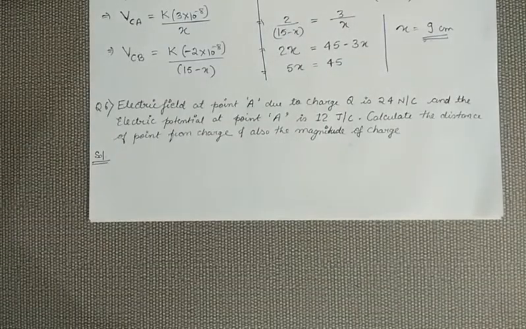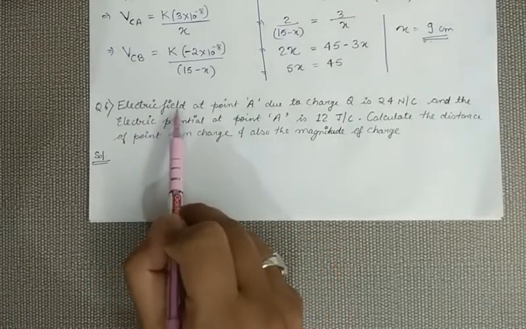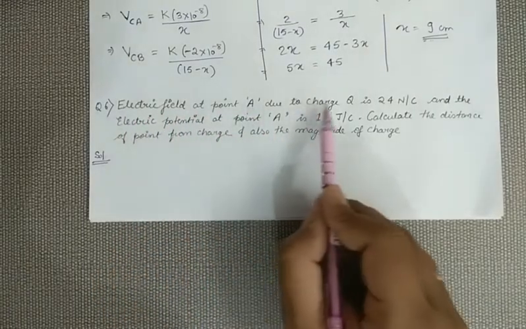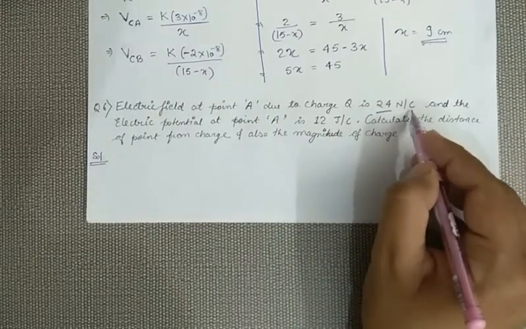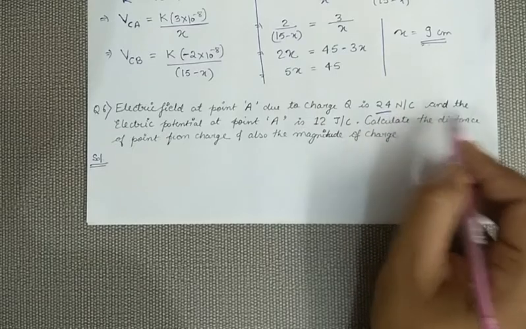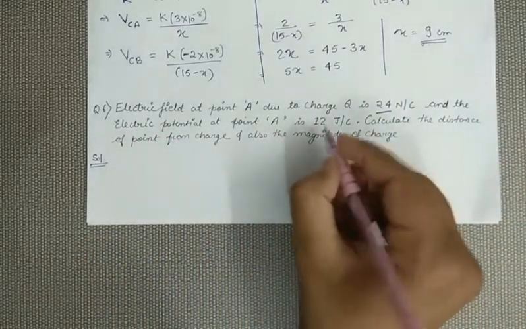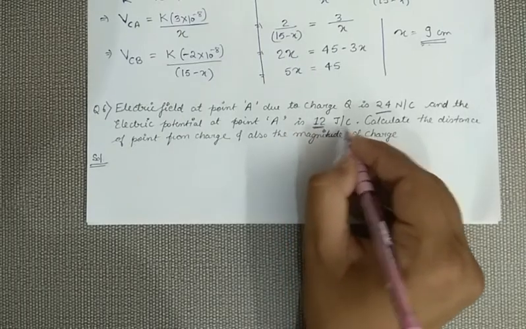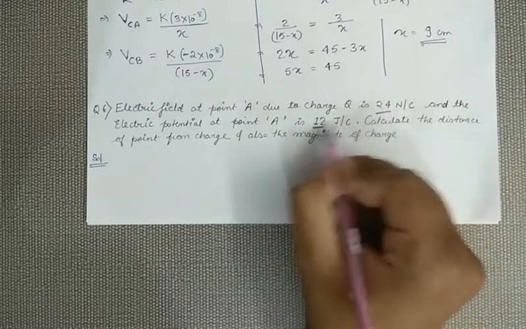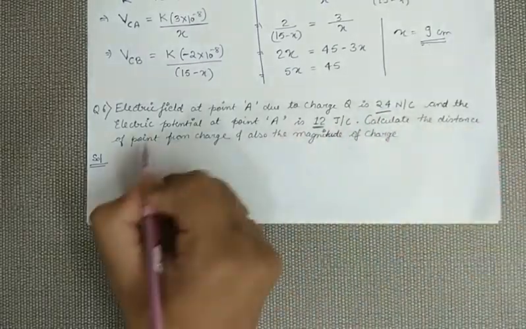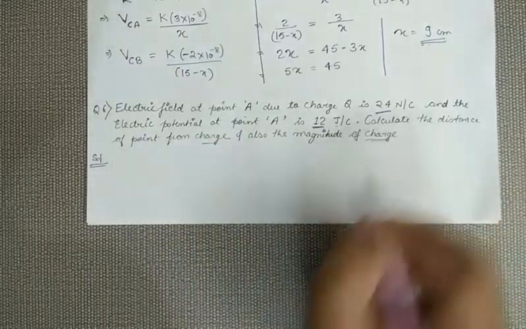Move to the next question. We have to find the electric field at a point due to a charge. It is given as 24 Newton per coulomb. This is the electric field, and the electric potential at that same point is given as 12 joule per coulomb. It is the unit of voltage and it is the unit of electric field. Both are given. I have to find the distance of that point from the charge and also the magnitude of the charge.